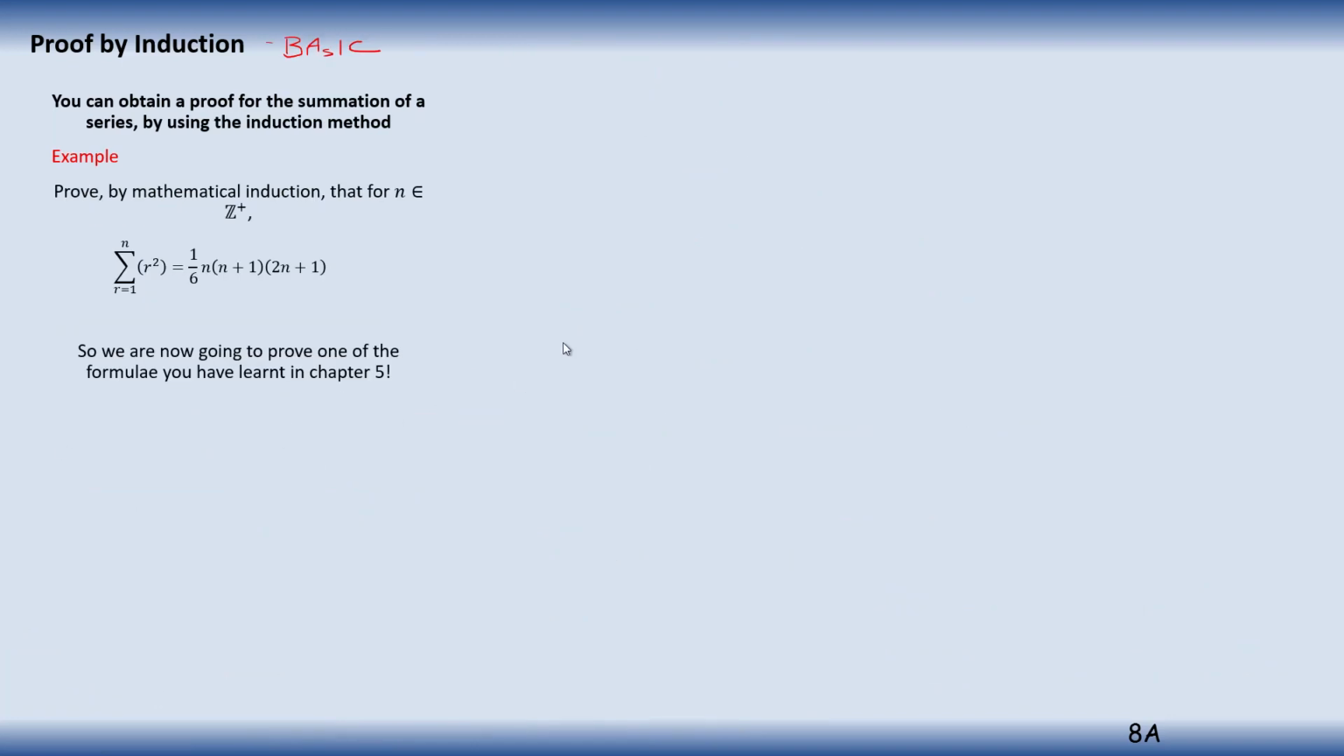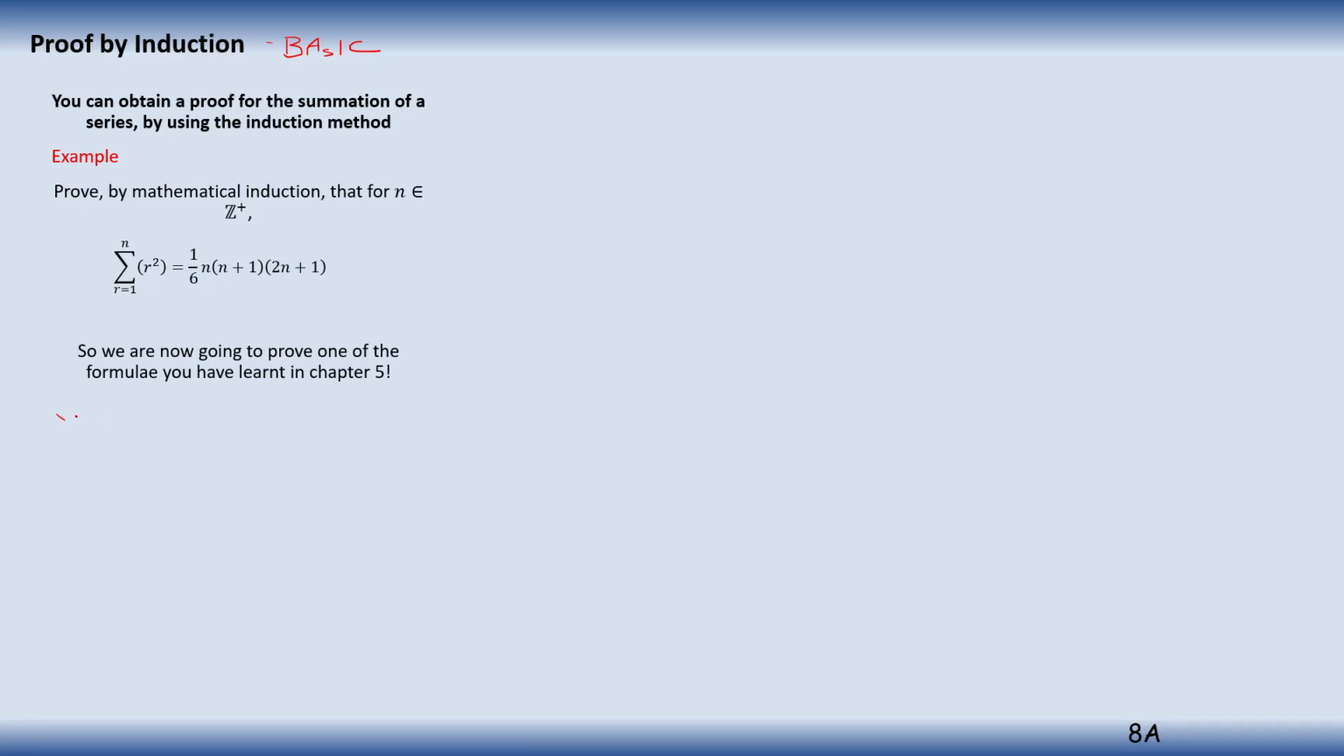Okay, so here's our second example. Prove by mathematical induction that for all n in the positive integers, the sum from r equals 1 to n of r squared is equal to 1/6 of n times n plus 1 times 2n plus 1. Okay, so this is one of the formulae you have used. Hopefully you remember. So using induction, first step is the basis.